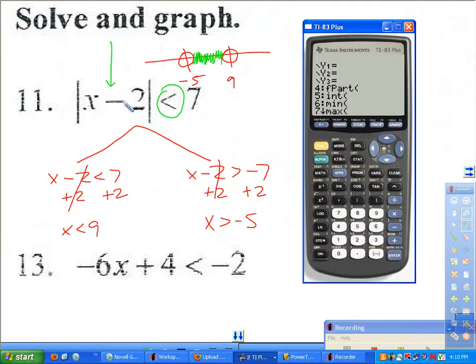Since the x minus 2 is inside our bars, I'm going to say absolute value of x minus 2, and then close our parentheses around the x minus 2. So whatever's inside the bars is going to go inside parentheses. Then we're going to enter less than.